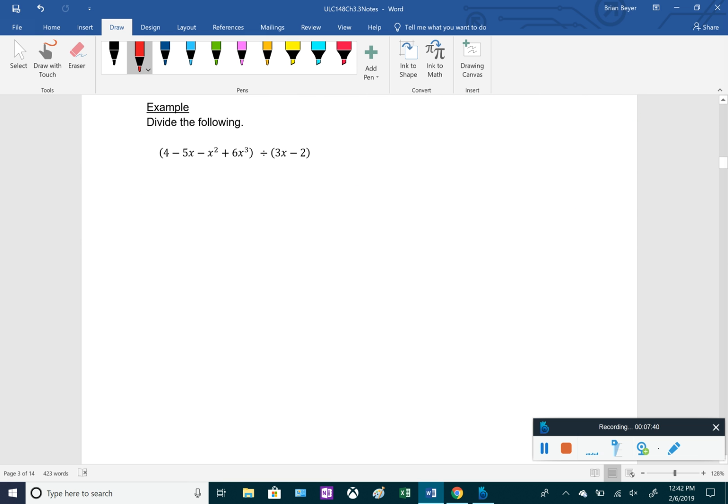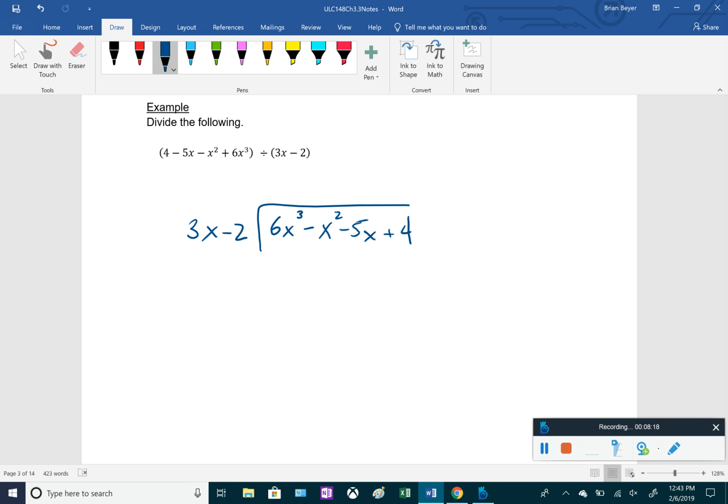So let's do a couple more here. So we have 4 minus 5x minus x squared plus 6x cubed divided by 3x minus 2. So first, when we're writing this out, we need to write the dividend in standard form. So we need to write it in decreasing order for the exponents. So 6x cubed minus x squared minus 5x plus 4 divided by 3x minus 2.